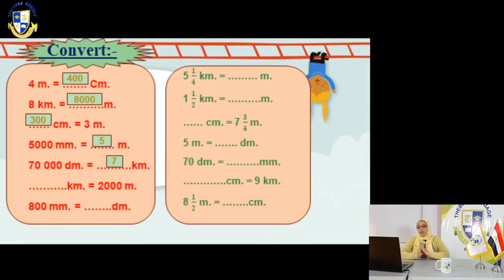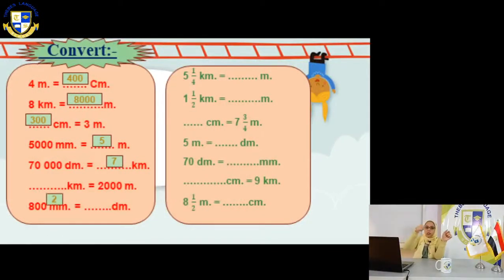Next example. We have 2,000 meter. We want to convert it into kilometer. From meter to kilometer, our fingers: this is the meter and this is the kilometer. Here we have 1,000. We convert from small to big, so we divide by 1,000. It will be 2. When we divide, just cross out the zeros. When we multiply, just add zeros.